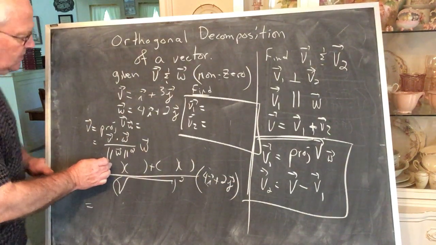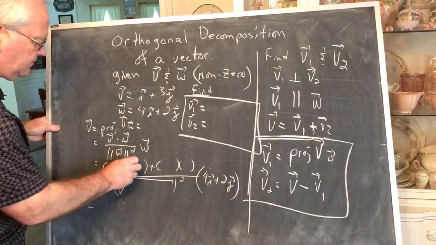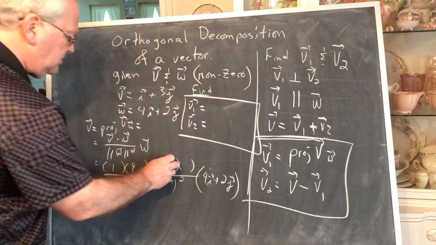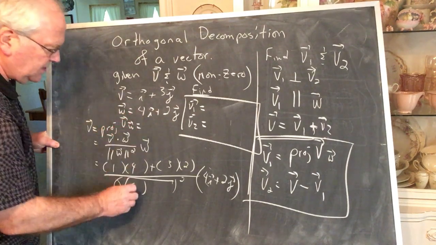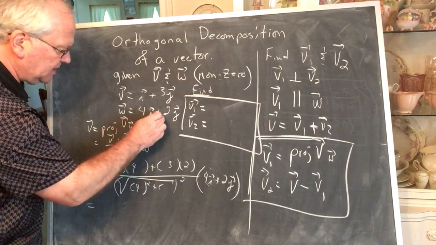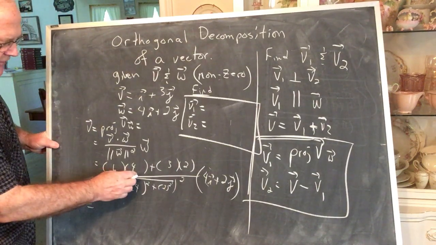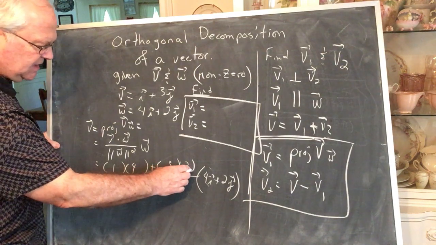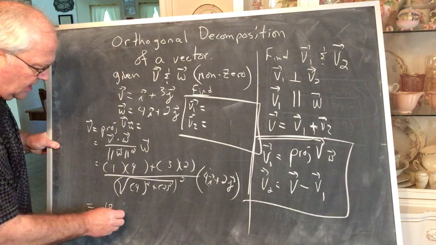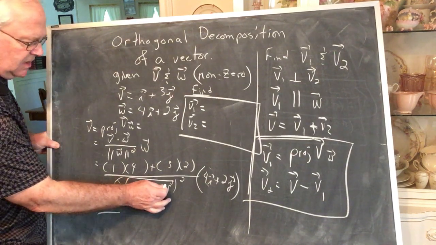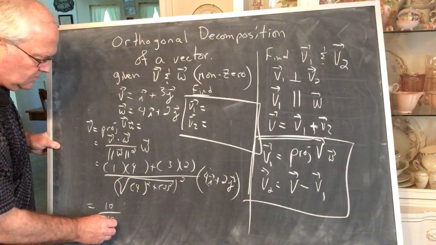So what do we have? Vector v dot vector w is the dot product. That's the product of the components, 1 times 4 and 3 times 2. And then we need the magnitude of w squared, so that's 4 squared plus 2 squared. The square root squared cancels. And so we're left with 4 plus 6. Do we see that? 4 plus 6 is 10, over 16 plus 4, which is 20.